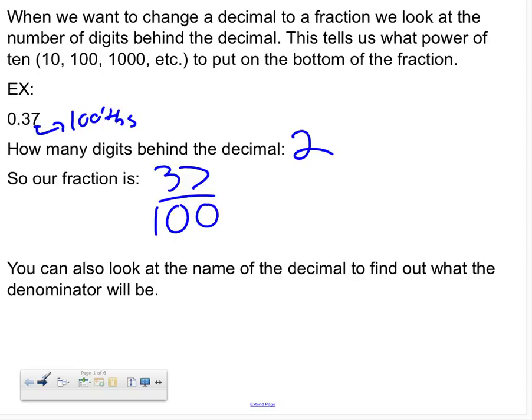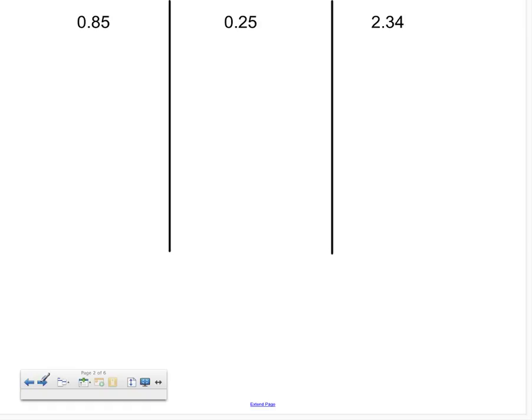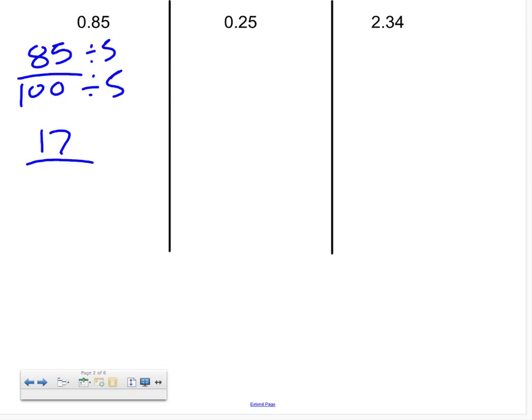So just a few more quick examples, just to make sure we have this. 0.85, or 85 hundredths, would be 85 over 100. Okay. Now, because both of those can be divided by 5, I'm going to go ahead and divide both of those by 5 to simplify it. Remember, simplifying is just the act of reducing the numbers in a fraction to smaller numbers, essentially. And you can only do that by dividing the top and the bottom by the exact same number. So 85 divided by 5, well, that's going to be 17. And 100 divided by 5, that's going to be 20.